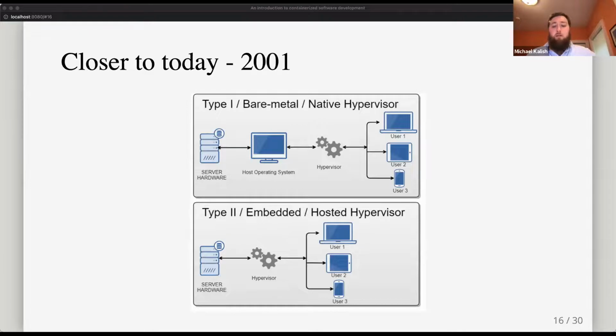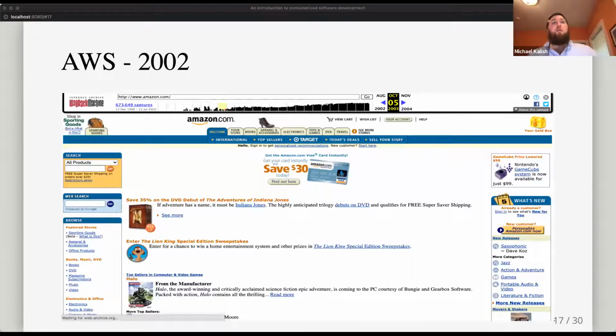All right. Continuing on forward. All right, 2002. I went on the Wayback Machine and I found what Amazon.com looked like in 2002. So this is a real photo. If you were an internet user in 2002 and visited Amazon, this is what you would have seen. People liked Amazon. It was great.